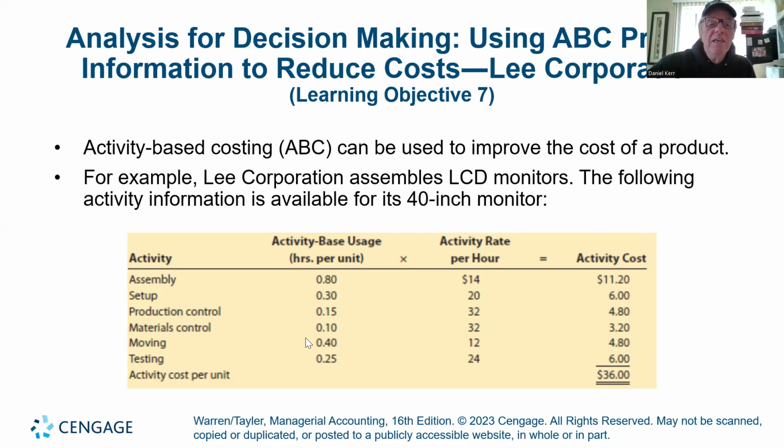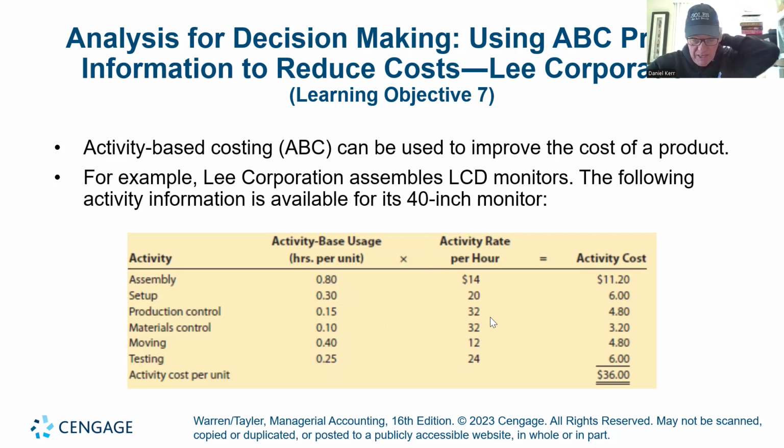And the materials, the amount of time is 0.10, and the rate is 32, and moving is 0.4, and the activity rate is 12, and the testing is 0.25, and here is the rate per hour. So notice the amount of time it takes on each unit is all less than one, some of them considerably less than one. So it's 0.8 hours in assembly, 0.3 in setup, and so forth. And these are the various activity rates.